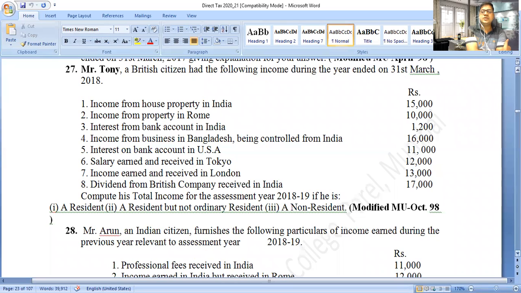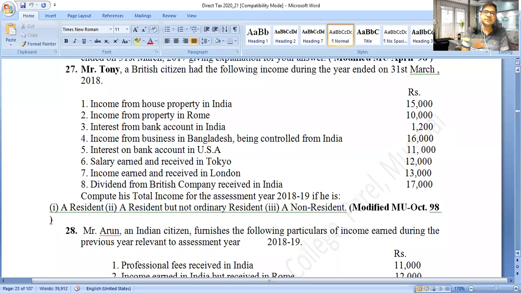for the assessment year 2018-19 if he is a resident and ordinarily resident, a resident but not ordinarily resident, or a non-resident. Now friends, again we have to solve a similar kind of sum. First of all, we have to consider the name of the assessee, and we have to apply the five rules, and whether he is an ROR, RNOR, or NR. On that basis, we have to decide whether his income is taxable or not.